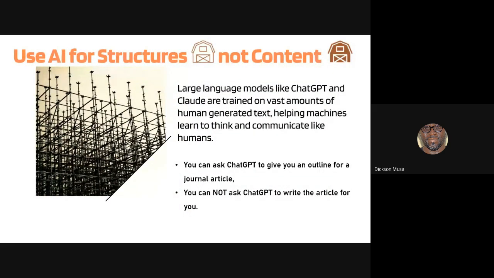So how do we use AI? We should use AI for structures and not content. Structures and not content. AI is a predictive tool, meaning that a human can predict, because it's a predictive tool, it has been trained to think in a certain way.